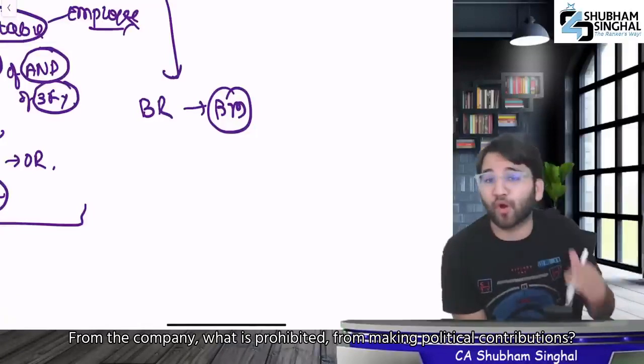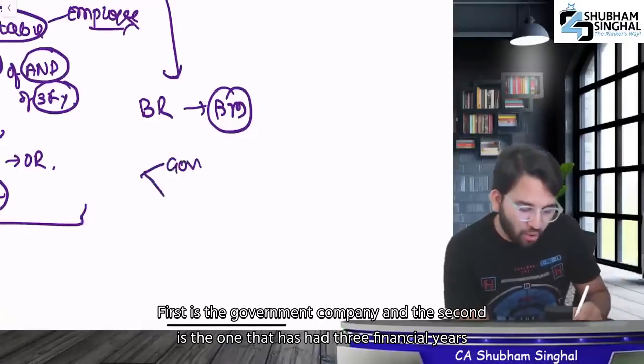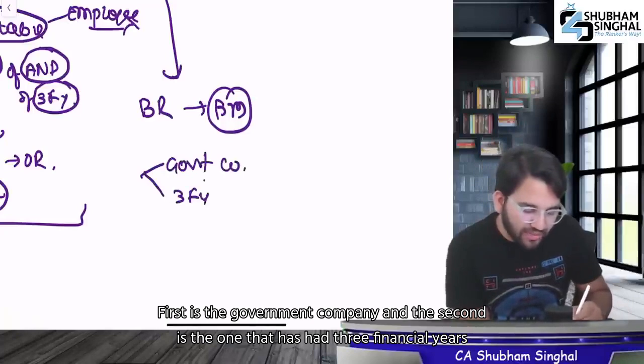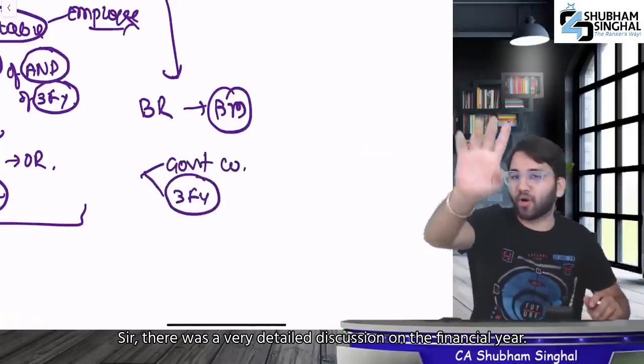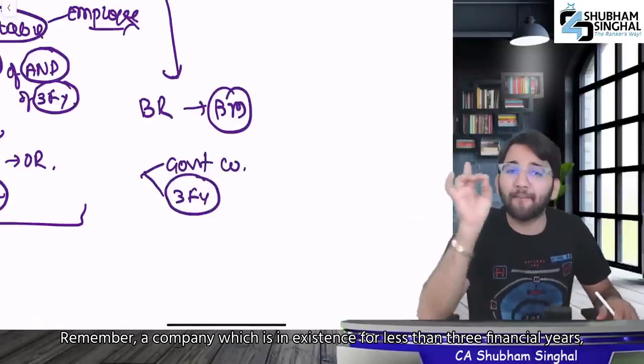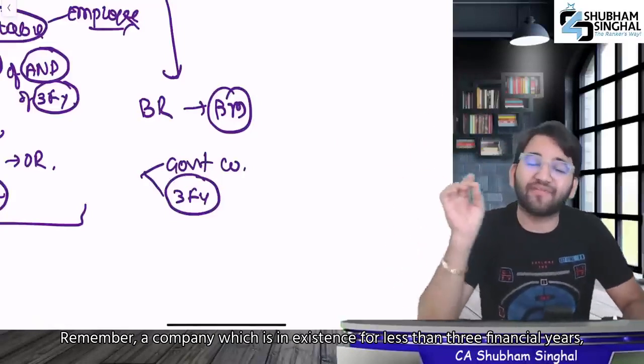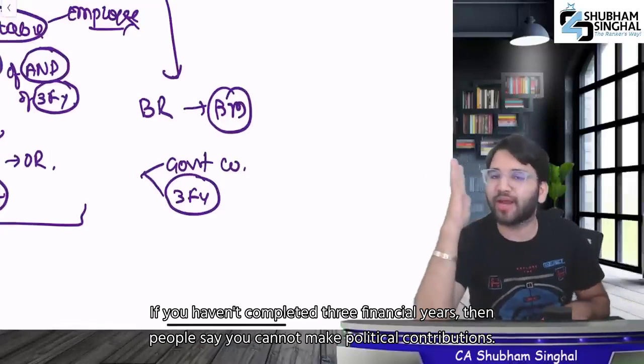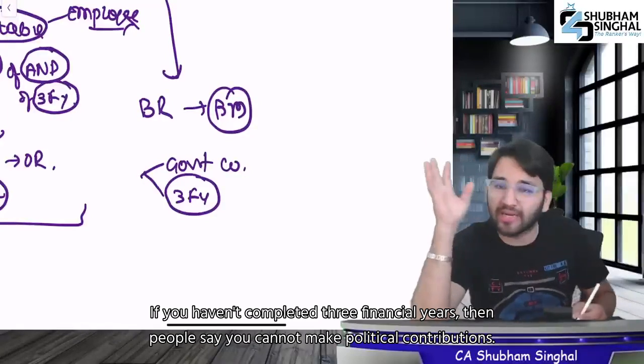Now the two companies are prohibited from political contributions. One is a government company and another is a company that has not completed 3 financial years. There was detailed discussion on financial year. Remember, a company which is in existence for less than 3 financial years, if you haven't completed 3 financial years, then law says you cannot make political contributions.